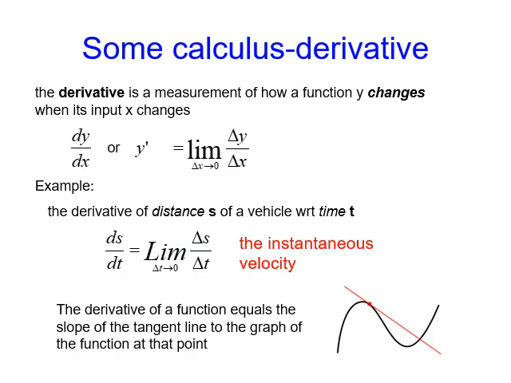In the next 3 slides, we'll go over the concepts in calculus. In calculus, the derivative is a measurement of how a function y changes when its input x changes. The symbol is dy over dx, or y prime. For example, the derivative of distance over time is the velocity, the instantaneous velocity. The derivative of a function equals the slope of the tangent line to the graph of the function at the point.